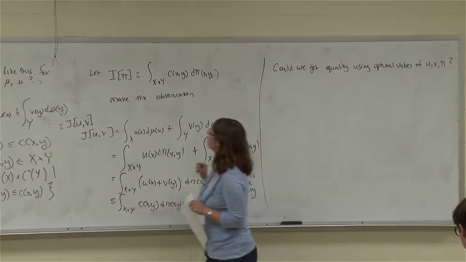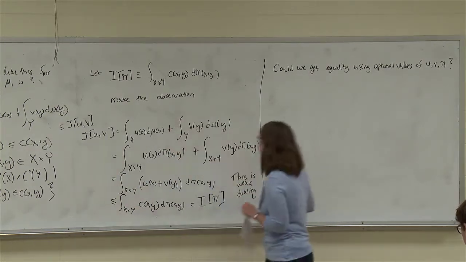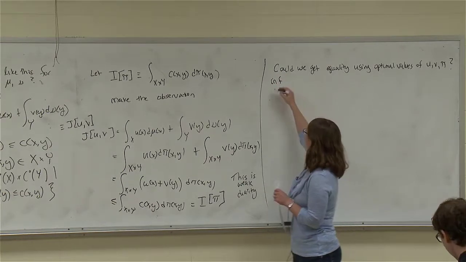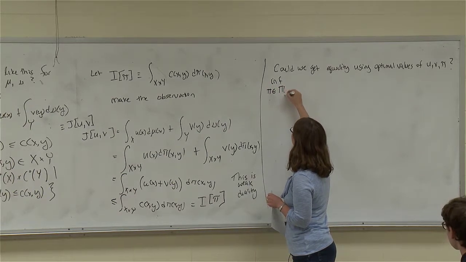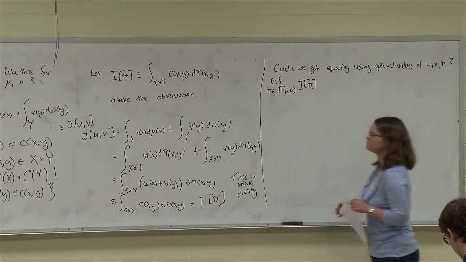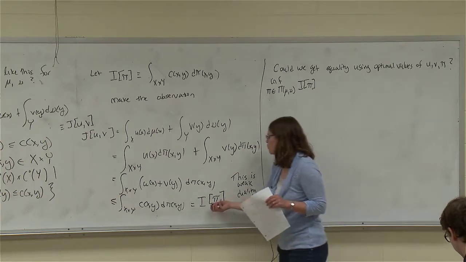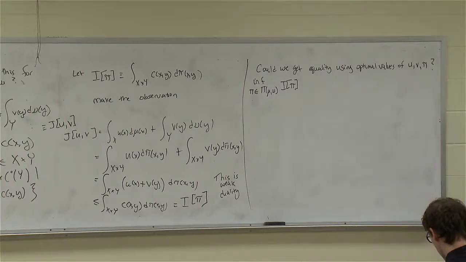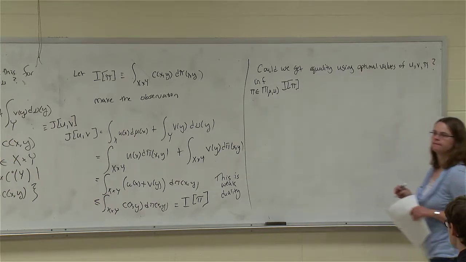Let's start with one side of the equation. Before, we started with this and we got the inequality this way, now let's start the other way. So let's look at the infimum over feasible pi's. Again, this is not going to be equal for any choice of pi, any choice of u and v. We're just hoping to get equality for the optimal values. So the optimal values come when we're minimizing this or getting the infimum of this.